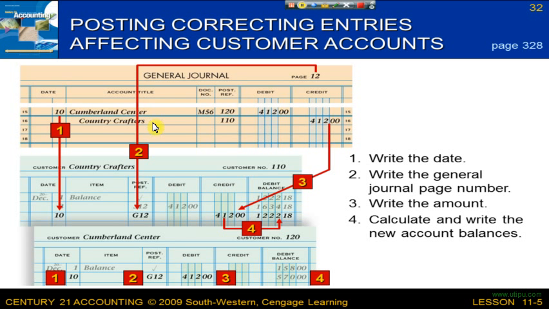Number 3, how does posting a correcting entry affecting customer accounts differ from recording other general journal entries that might impact subsidiary ledger accounts? That's where I just explained. This is only a reference to the subsidiary account entered in the post reference column of the general journal. So we did not have the slash with the other account titled here. Okay, now you're ready to do work together 11.5.